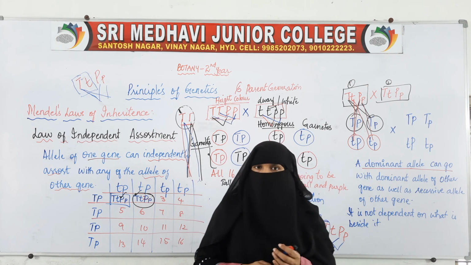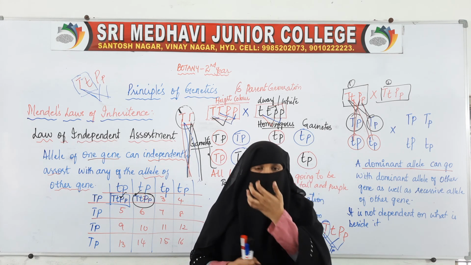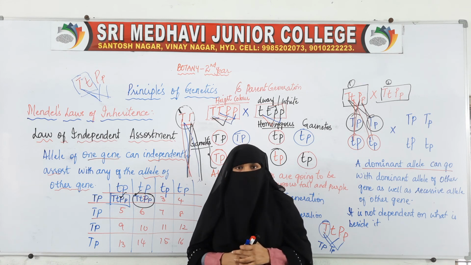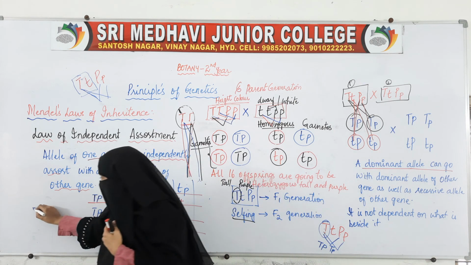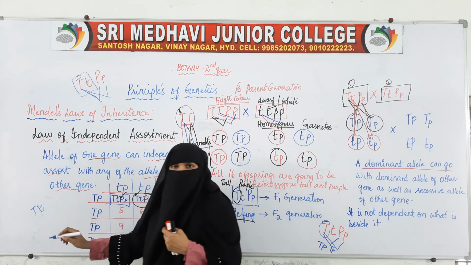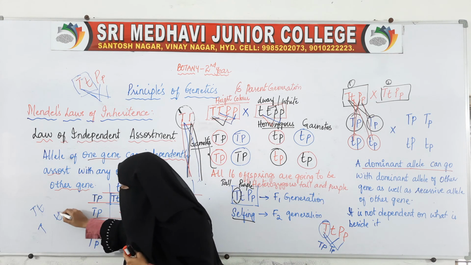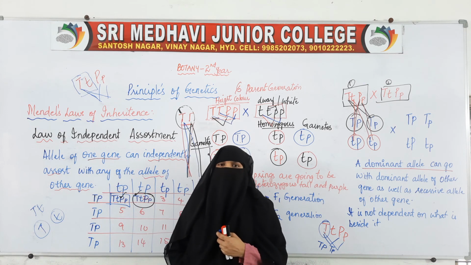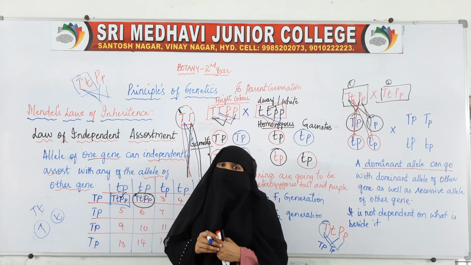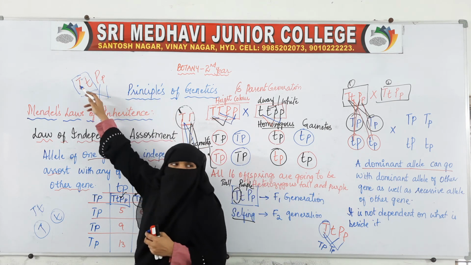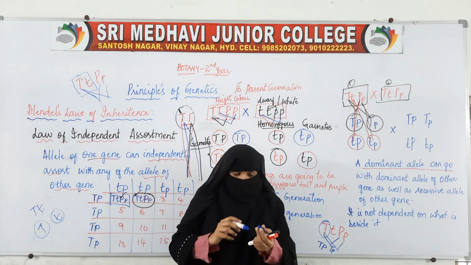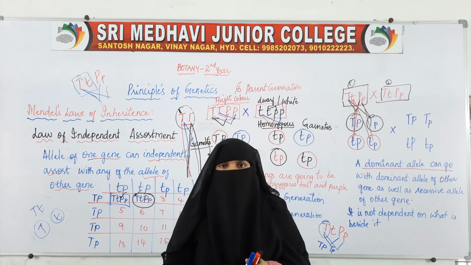The first law was the law of dominance, where in the F1 generation all of the offspring which we get have dominant traits. The second law was the law of segregation. For example, if the gene has two alleles, during gamete formation both the alleles get separated. So this was the law of segregation. And the third law is the law of independent assortment, that is, an allele of one gene can independently assort with alleles of another gene. Next class we will see what is monohybrid, dihybrid and trihybrid cross.